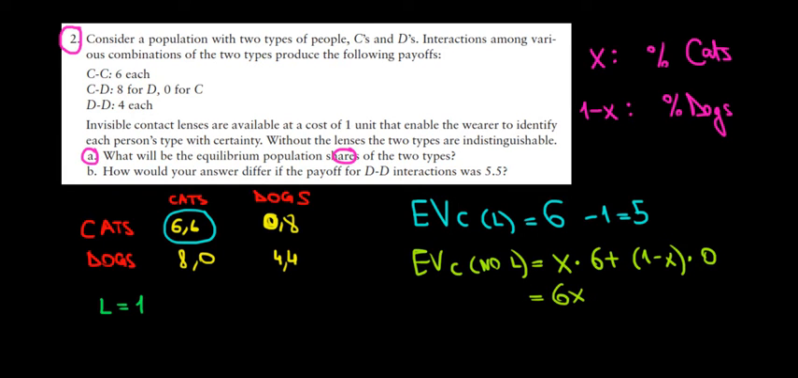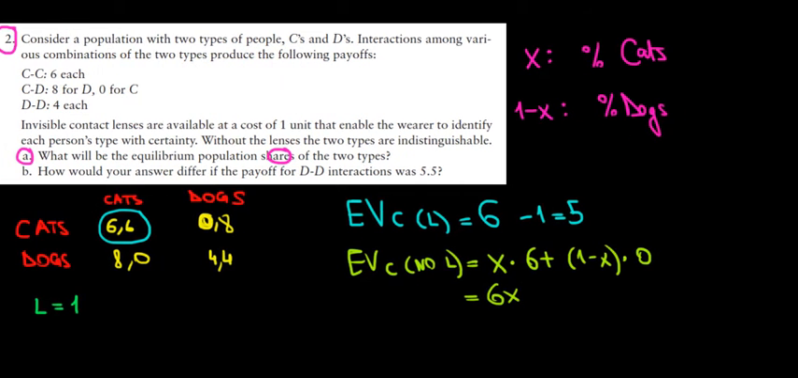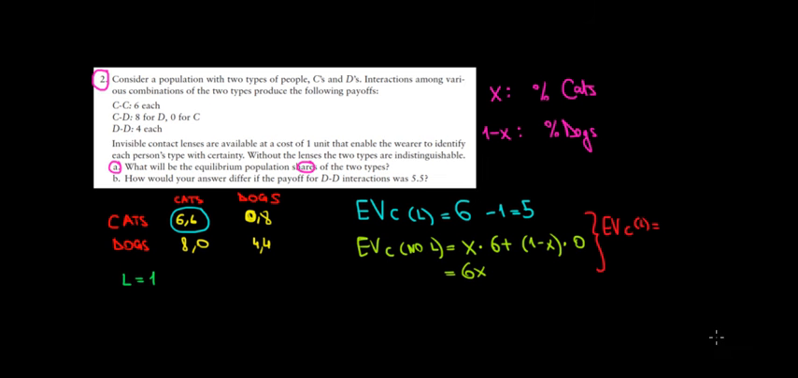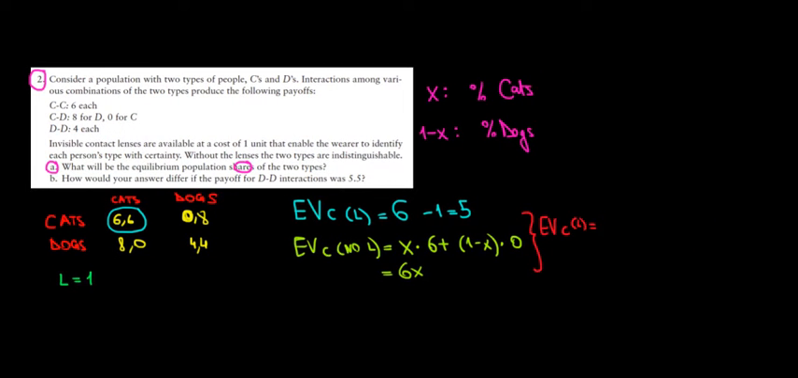Meaning that if we want to find out the indifference point between buying the lenses and not buying them, then we would have the following. The expected value of the cats with the lenses must equal, let me zoom out a bit here, because not enough space, the expected value of the cats without the lenses, meaning that 5 should equal 6X, which means that X is equal to 5 over 6, and we're going to interpret this right now. X equals 5 over 6.